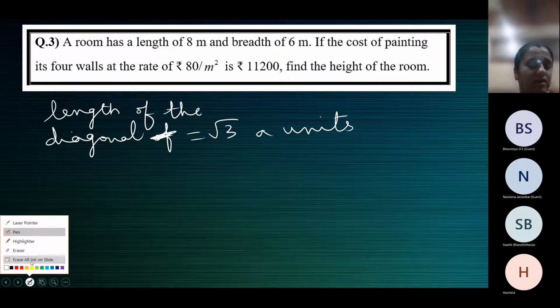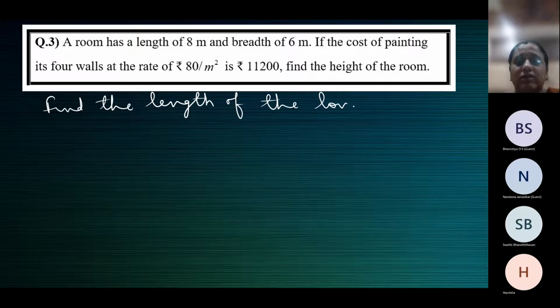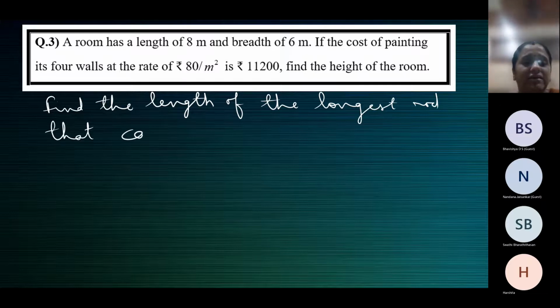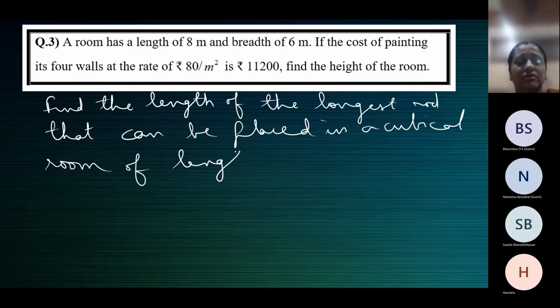Yes, ma'am. Okay. Now the question can be like this. Find the length of the longest rod that can be placed in a cubical room of length, say, or edge, whatever. Length is not... see, it's a cubical room, so the length, breadth, height all will be the same. So don't get confused. Of length 7 meters, for example.